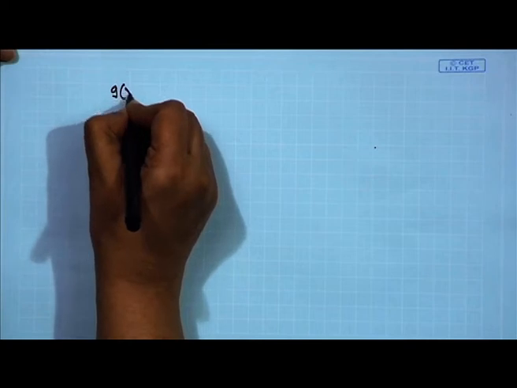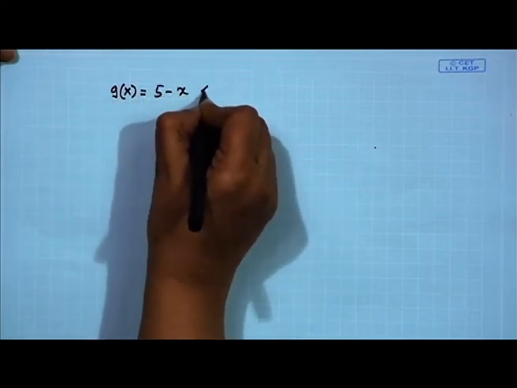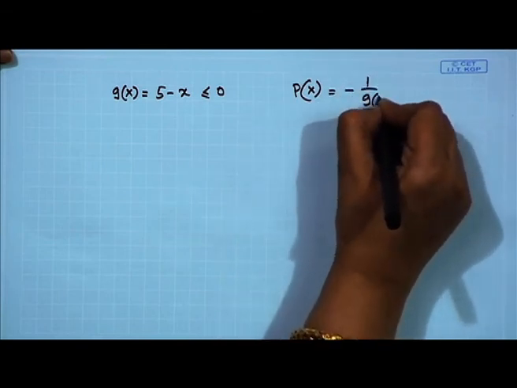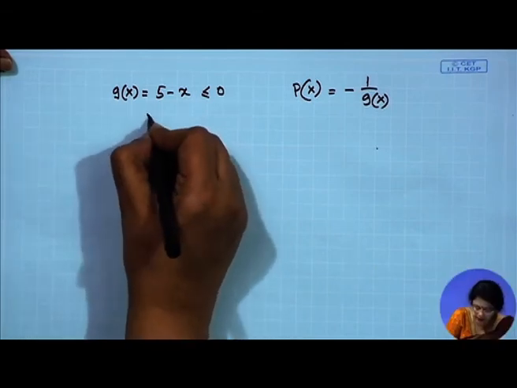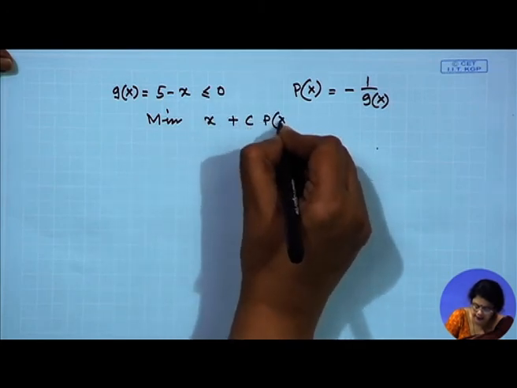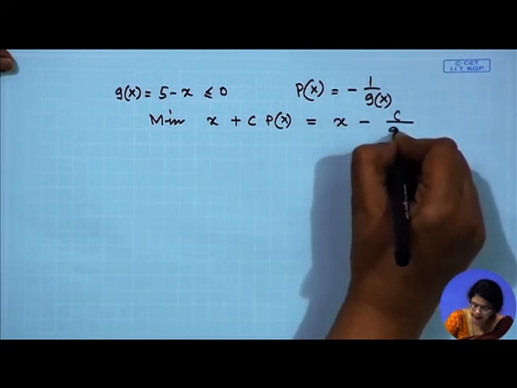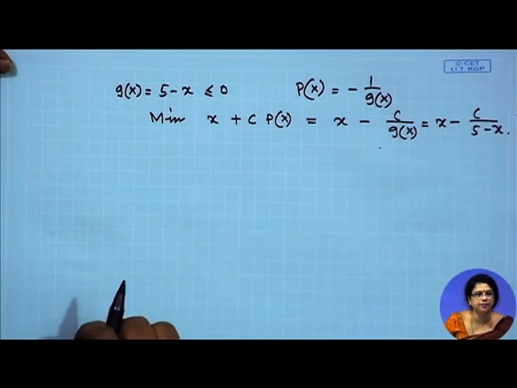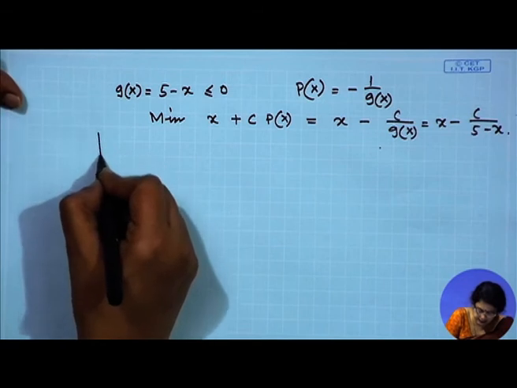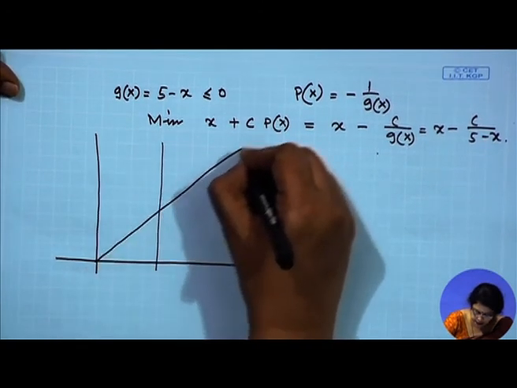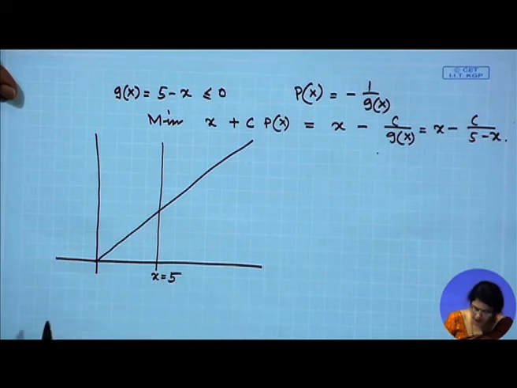Let us consider the penalty function as, instead of g(x), if here my g(x) is 5 minus x less than or equal to 0. Let me consider the p(x) like this. p(x) is equal to minus 1 by g(x). Then the unconstrained optimization problem would be minimization of x plus c into p(x). Here it would be x minus c by g(x), or x minus c by (5 minus x). Clear? Now, if I just draw this function again, let me find out the objective function, c is equal to x, this is x equal to 5, etc.